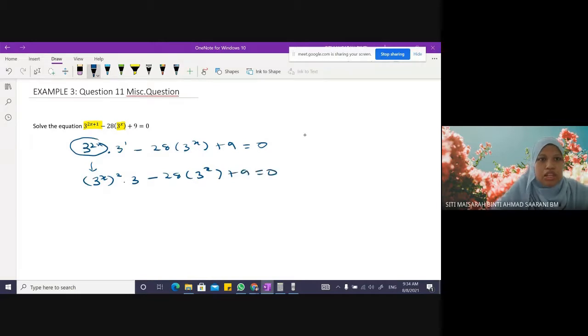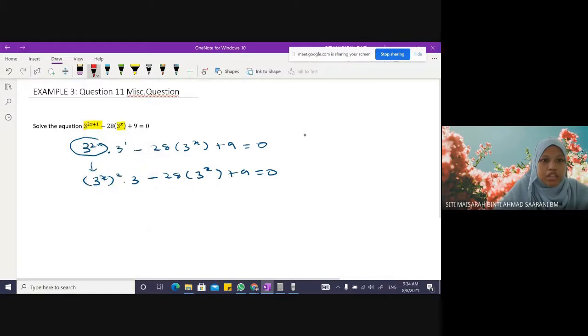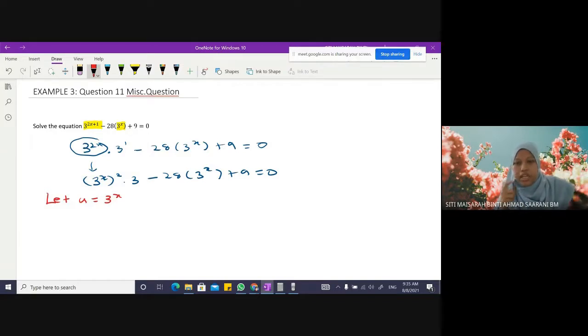So this one we can substitute with something. Let's say let u equals to 3 power x. You can choose any alphabet you like, so let's say I choose u. So this becomes 3u squared. We replace 3 power x with u, so here it becomes 3u squared minus 28u plus 9 equals to 0.